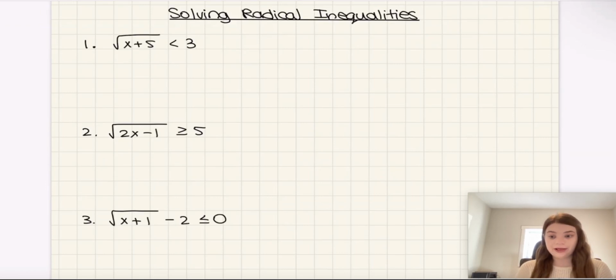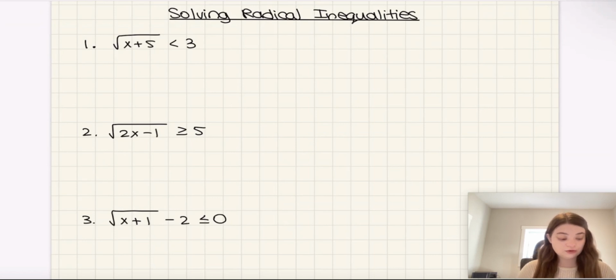Hello, everyone. Welcome back. Today, we're going to be solving radical inequalities. We'll be solving these three radical inequalities. All right. So the first one is the square root of x plus 5 is less than 3.